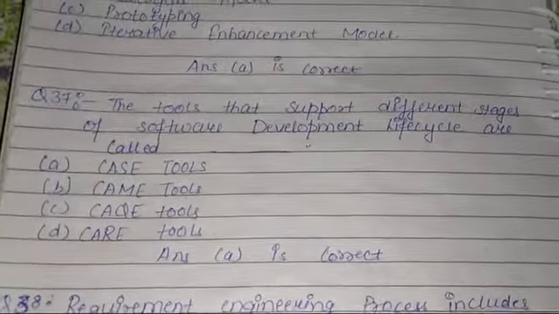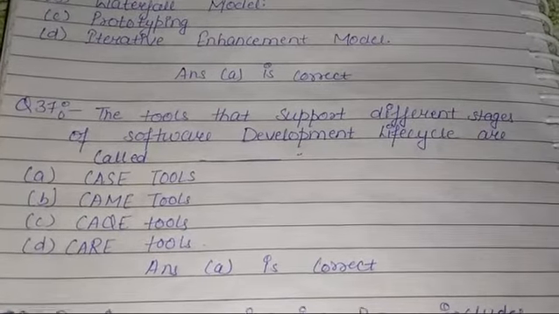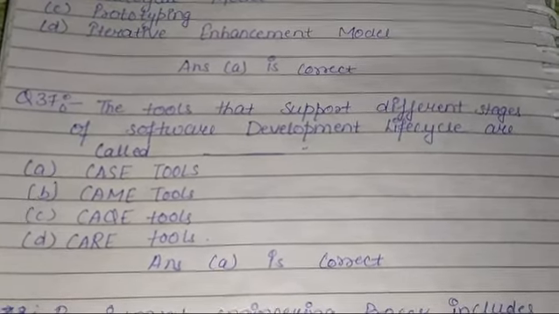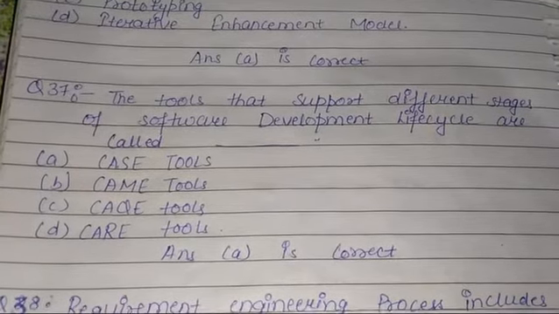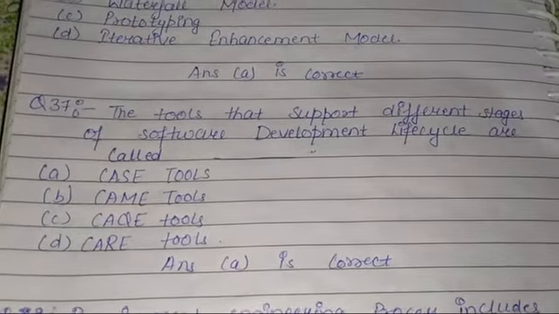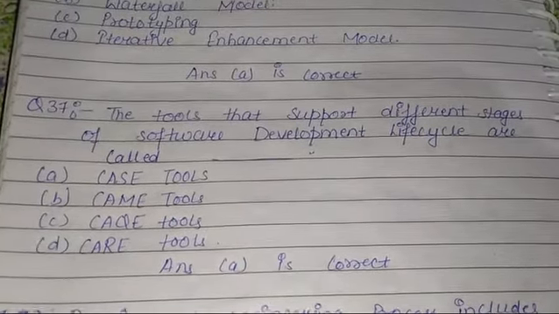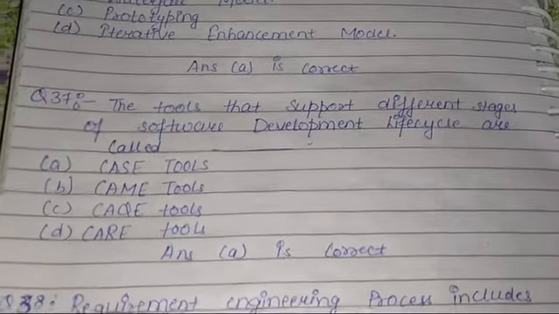Question 37 is the tools that support different stages of SDLC are called A. CASE tool. B. SAME tool. C. CAKE tools. D. CARE tools. So here answer A is the correct answer, that is CASE tools.